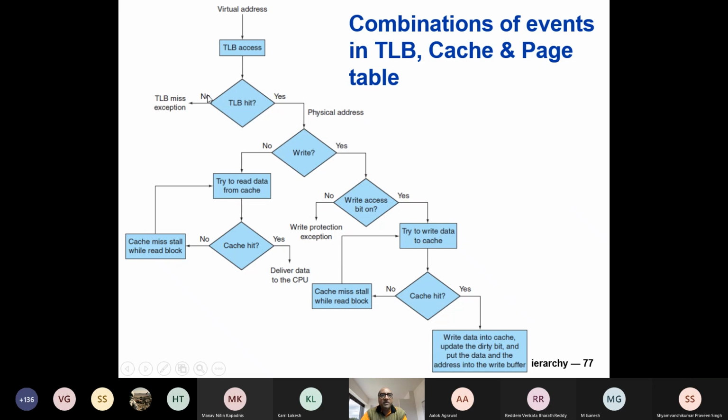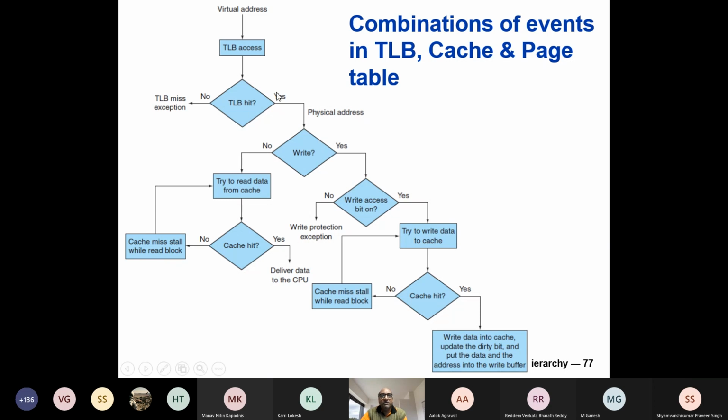Suppose, for example, this particular mapping is present, that is a TLB hit. Using the TLB hit, you can generate the physical address directly in one cycle itself. And once you get a physical address, we need to check whether we have to write or read from that particular location. The reason is that sometimes some pages are write protected. That means the data or instructions in those pages cannot be written. You can read them, but you cannot write into those pages.